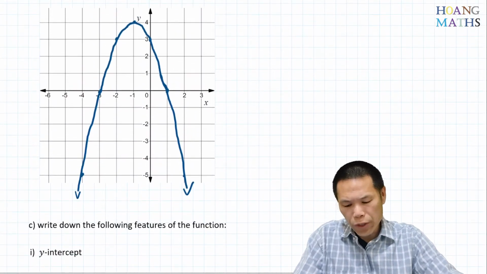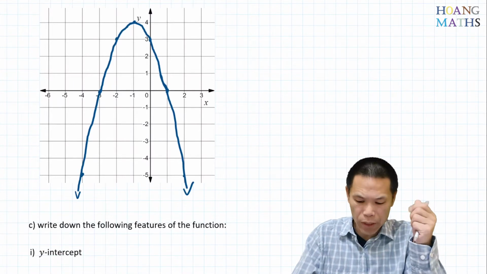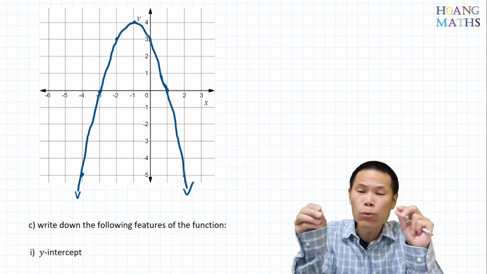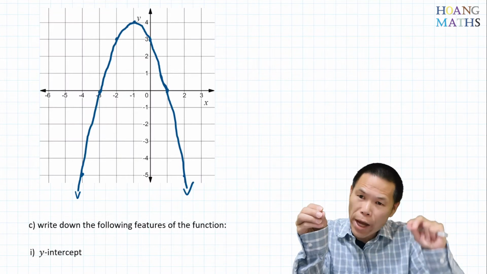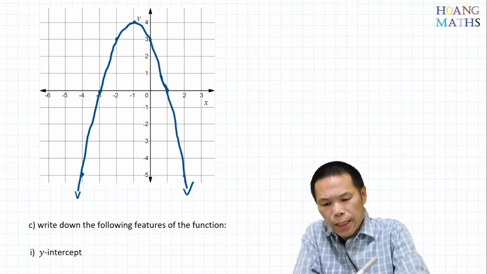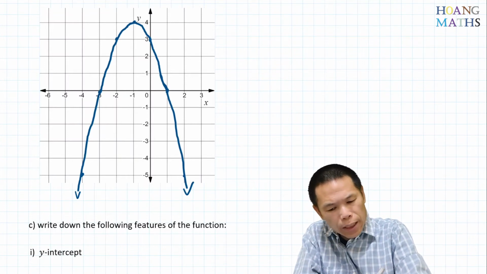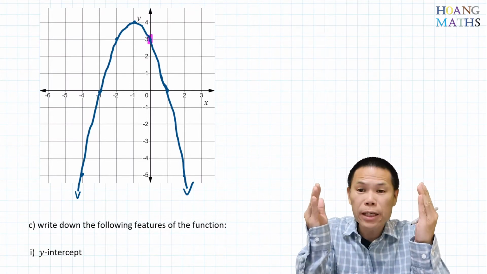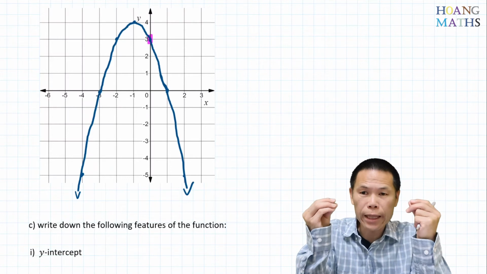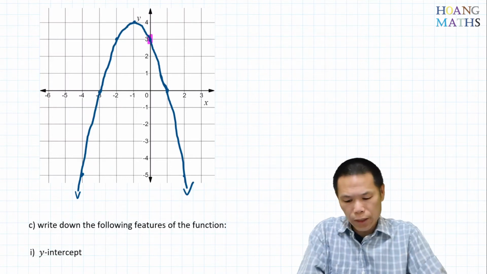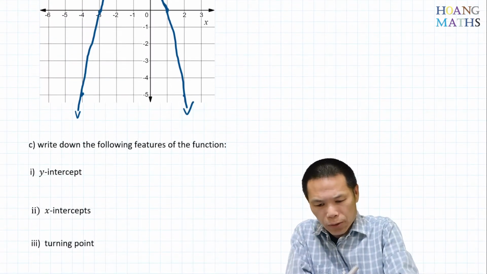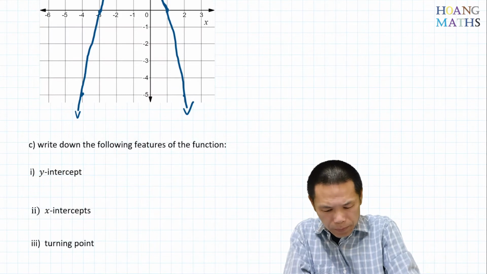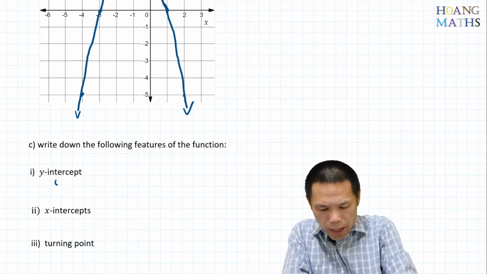First of all, we need to write down the y-intercept. The y-intercept is where the graph cuts the y-axis. In this case, the y-intercept, where it cuts the y-axis, is here. So the y-intercept is 3. When it cuts the y value at 3, the y-intercept is equal to 3. I'll just write this down. So y is equal to 3.